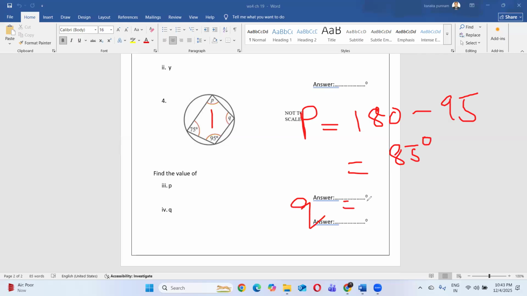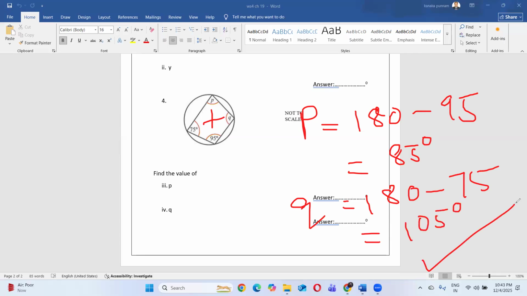Next Q also. 180 minus, these opposite angles add up to 180. So 180 minus 75 will be 105 degrees. What is the rule that you can write? Opposite angles in a cyclic quadrilateral add up to 180 degrees.